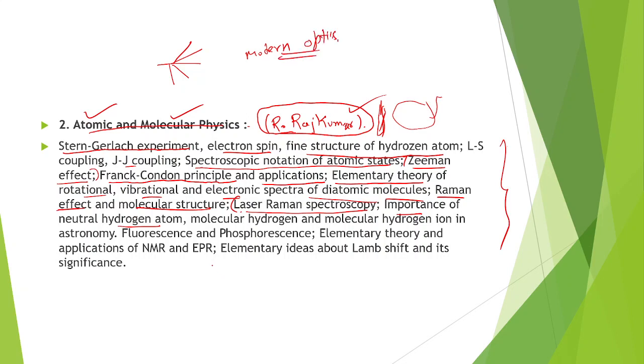Paper 2 is slightly lighter than paper 1. We have fluorescence and phosphorescence. I had done my master's project in these topics. Fluorescence, phosphorescence, FTIR. I leave it. Past is past. So molecular hydrogen ion in astronomy. I haven't done this part. Molecular hydrogen in astronomy. Elementary theory and applications of NMR and EPR.